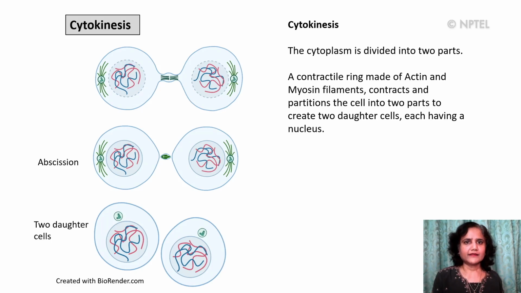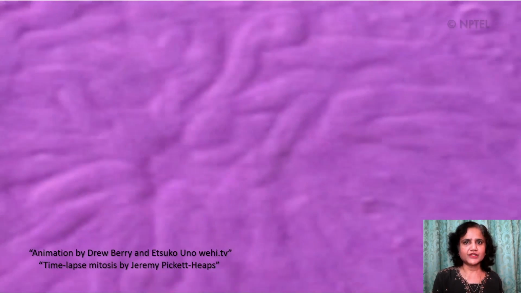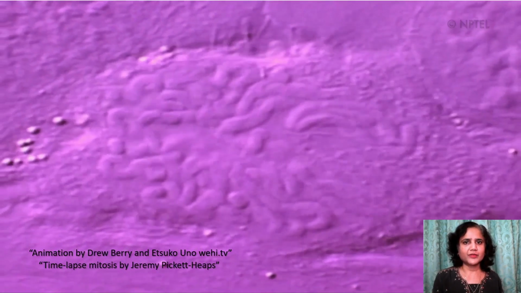In cytokinesis, which is the part where cell division actually occurs, the cytoplasm is divided into two parts. And there's a contractile ring made of actin and myosin filaments which contracts and partitions the cell into two parts to create two daughter cells, each of which has got a nucleus. All these events can be seen in quick succession in this time lapse of mitosis by Jeremy Pickett-Heaps, which is provided by Drew Berry.